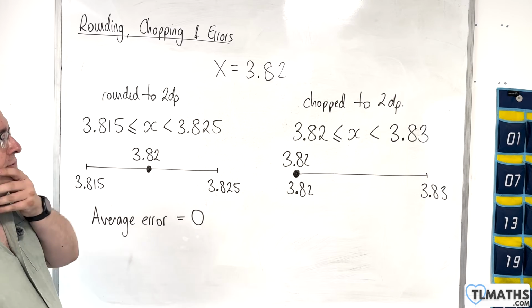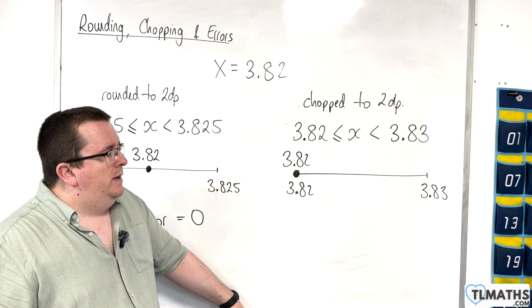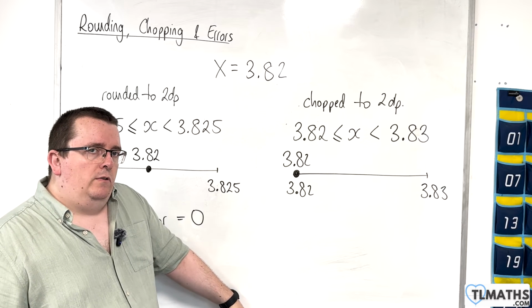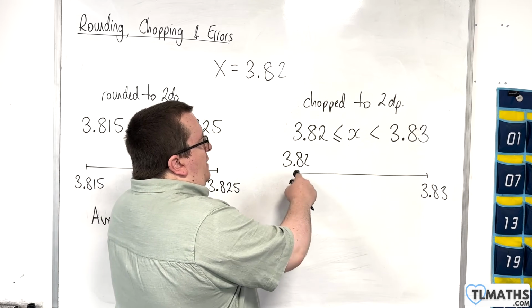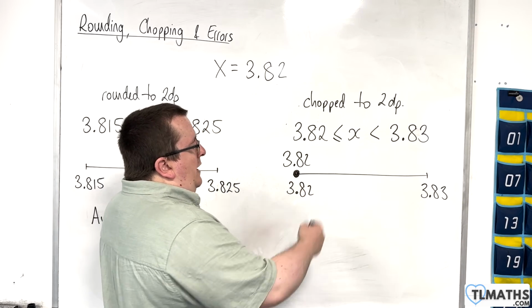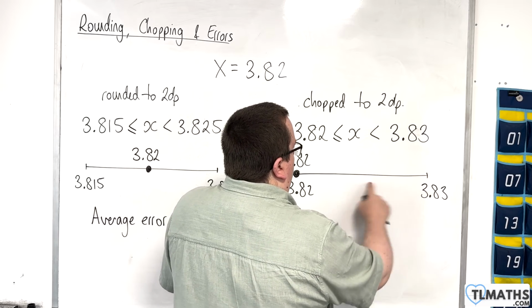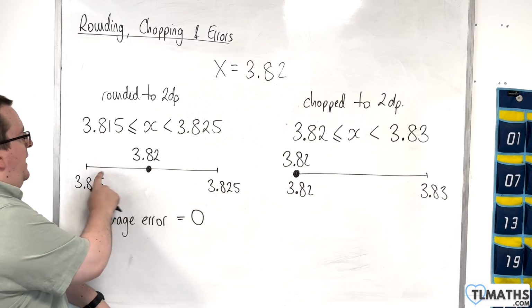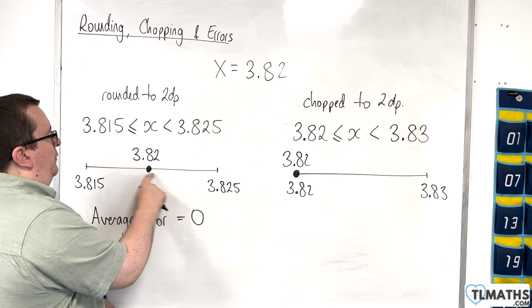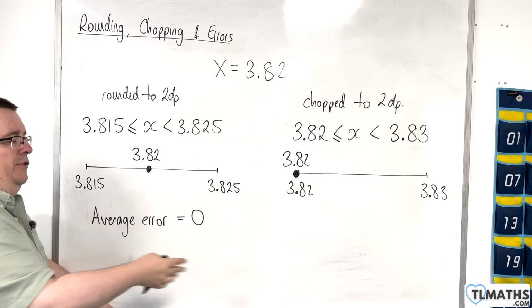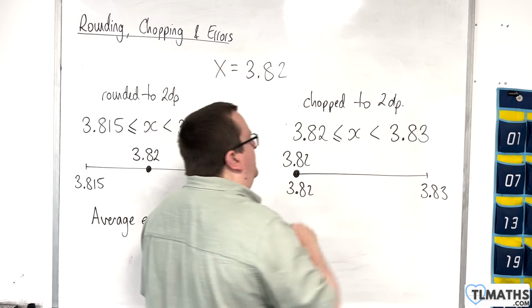So the consequence of that is that if you're looking at the average error, it's not going to be 0, because it'd be very unlikely that it is actually 3.82. The exact value is going to be somewhere here. For rounding, it could be anywhere here, and all of these values would average out to 3.82, and so the average error would be 0. Over here, that is not going to be the case.